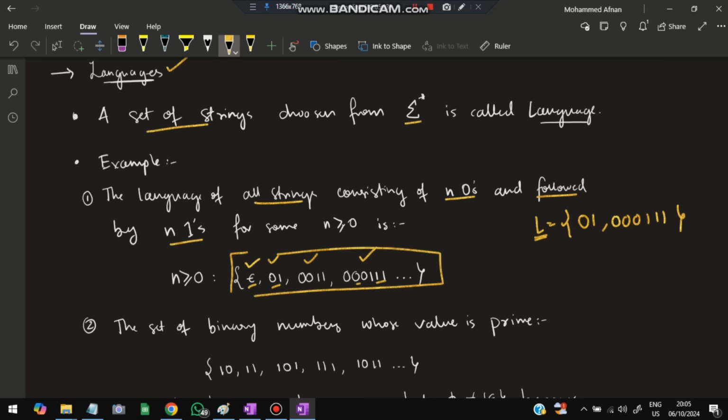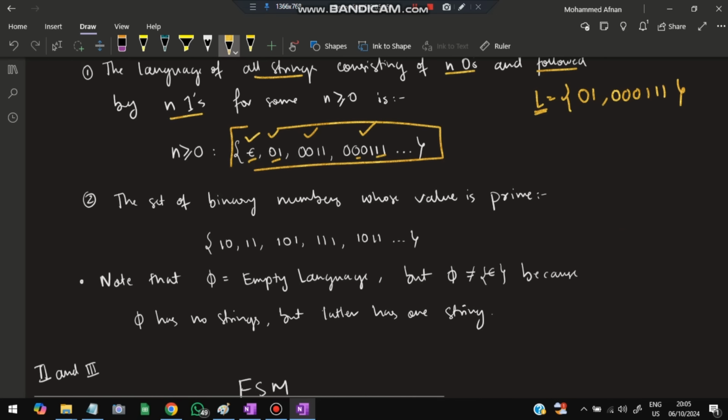Next we have the set of binary numbers whose value is prime. So what are prime numbers? 2, 3, 5, 7 and so on. Here 2 is represented as 10, 3 is represented as 11, 5 is represented as 101, 7 is 111, and 1011 is, I believe, 11, right? So it keeps on going like this.